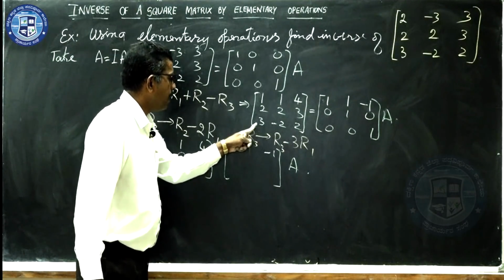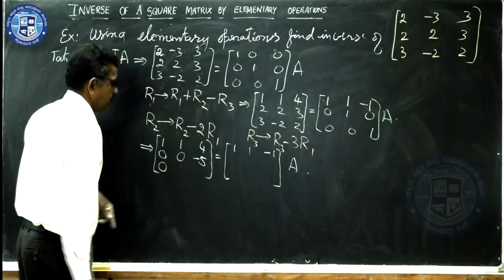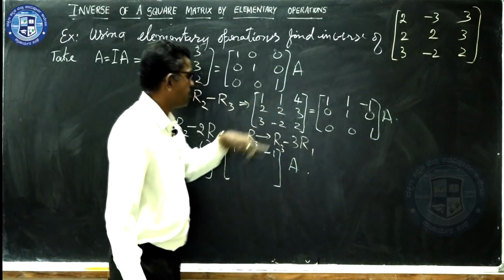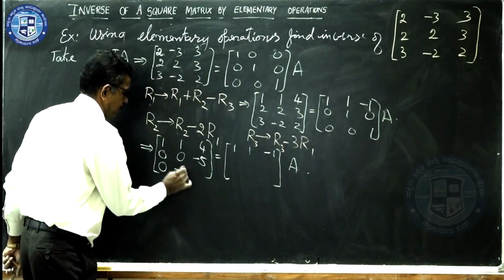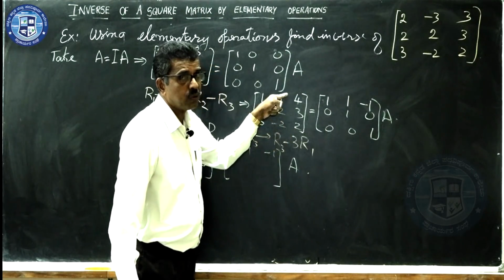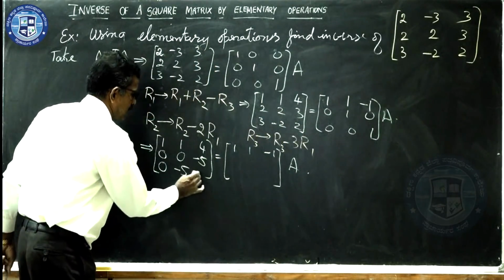Next, okay, third row, minus 3 times first row. What is 3 minus 3? 0. What is minus 2 minus 3 times 1? It is minus 5. Last one here, 2 minus 3 times 4, it is 12, minus 12. What is 2 minus 12? It is minus 10.